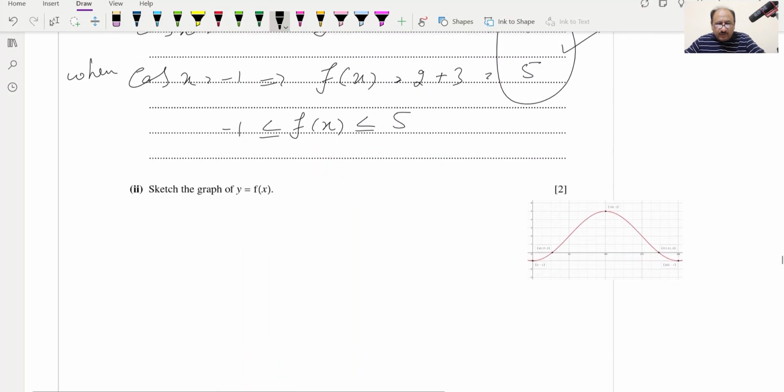And the next part is sketch the graph of y is equal to f of x. This is not part of the question; I have added it for your explanation. I'll explain in a while. And f of x is what? In the main question it is given as 2 minus 3 cos x, and we will be utilizing this to sketch our graph.